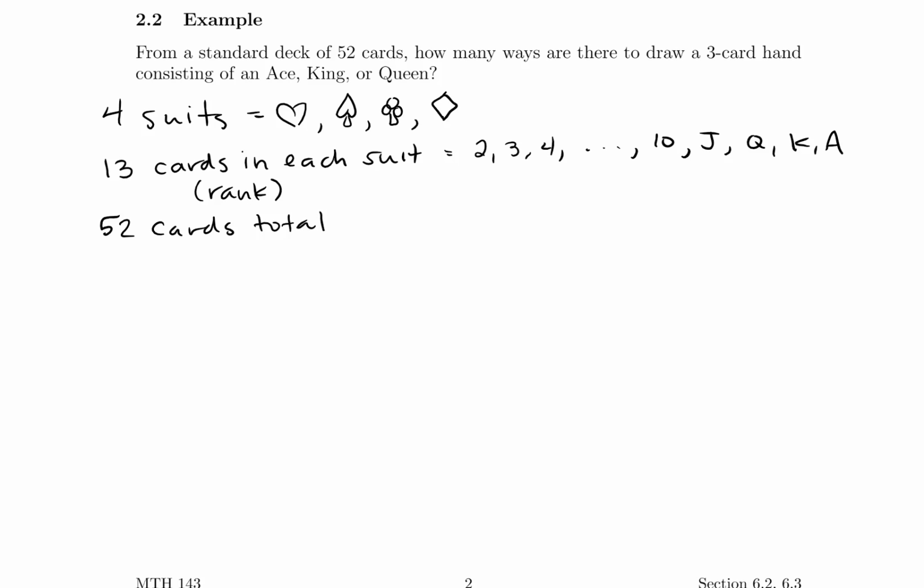And the other thing we should mention is that spades and clubs are black, and hearts and diamonds are red. So that means that we have 26 black cards total, and we have 26 red cards total.